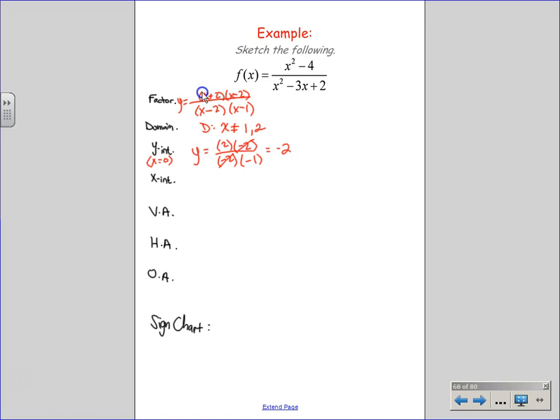So we have our domain check. We have our factoring check. Okay, x-intercept: this is when y equals 0, right? 0 equals. Some of you might have gotten stuck on this, but the only way to proceed is to multiply both sides by the denominator. And what happens when you multiply both sides by x minus 2 and x minus 1?